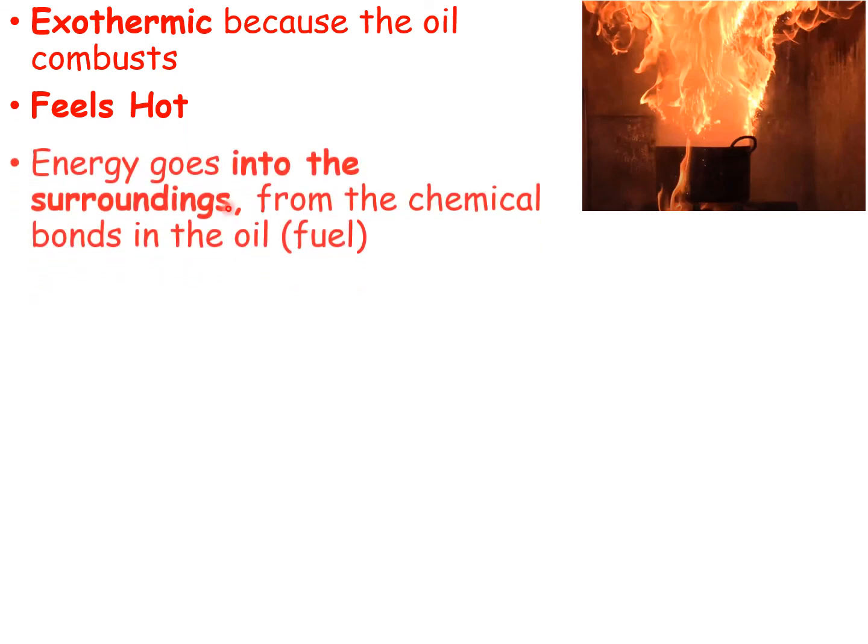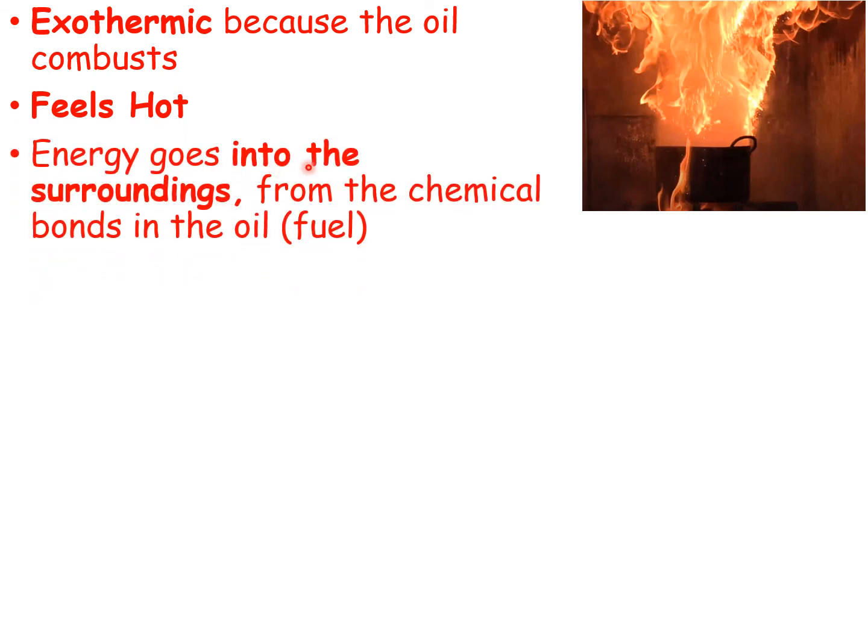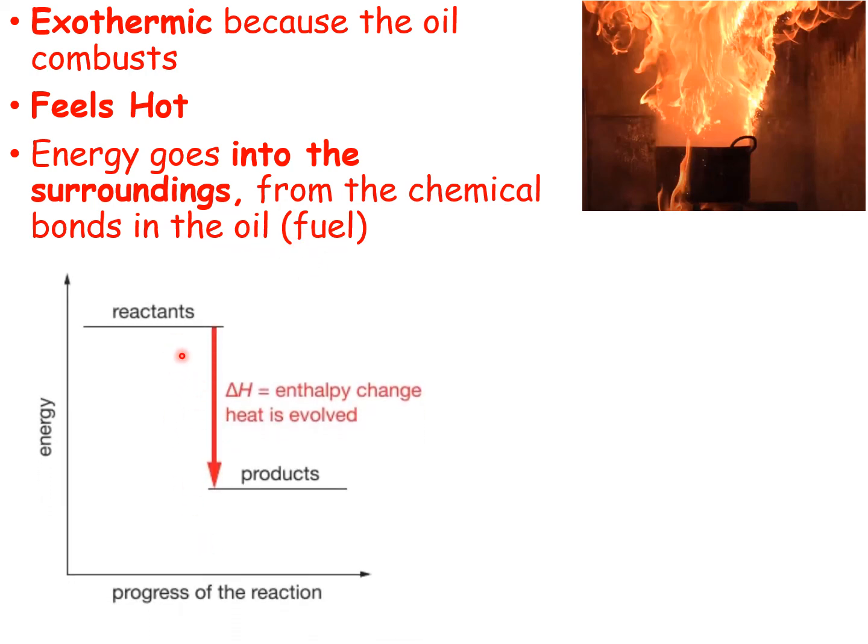It feels hot. You can see that. Energy goes into the surroundings from the chemical bonds and the oil is fuel. So this is the energy level diagram. The reactants have a high chemical energy. So remember, this is chemical energy. You can write that there if it helps you. And the products have a lower chemical energy because all of that chemical energy is released as heat. And now the products have less chemical energy. But the temperature would be a lot higher for the products, okay? Because the products actually are part of the surroundings.